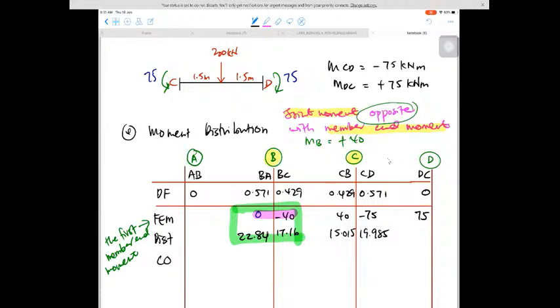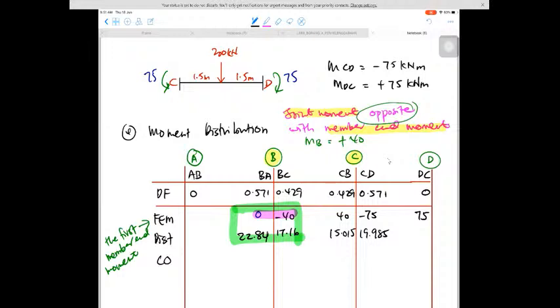Then after this, what next to do? In the table, there are only two processes that we will do. We will do these processes repeatedly until the moment value in the table reaches 0.